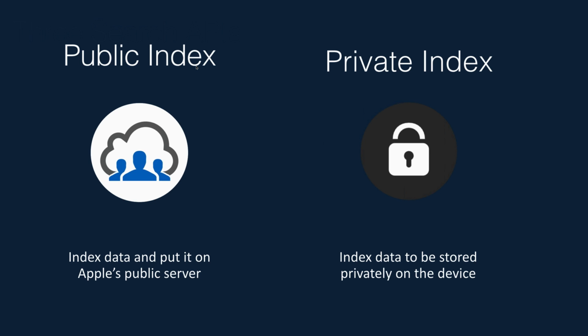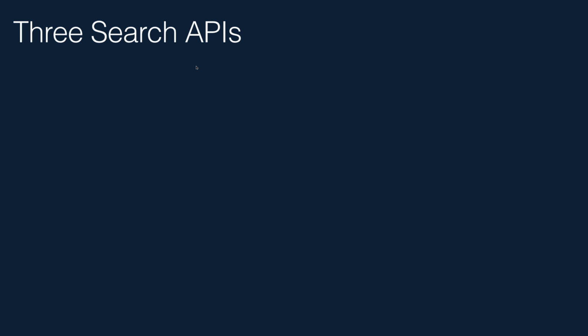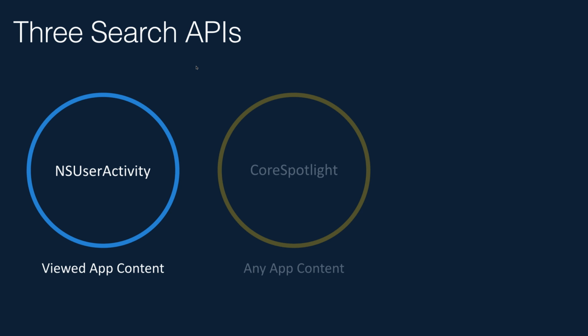But if it was down to me, with all my public-facing apps where they're just pulling in information, I'd absolutely go with the public index because it's going to make my app way more discoverable. So we actually got 3 APIs for search with iOS 9. 2 of them are on device. One of them is the NSUserActivity, which we've just talked about, which is the search API that I'm most excited for. Apple also gave us Core Spotlight.